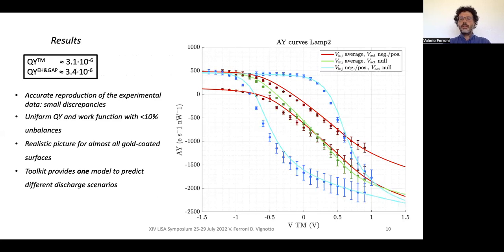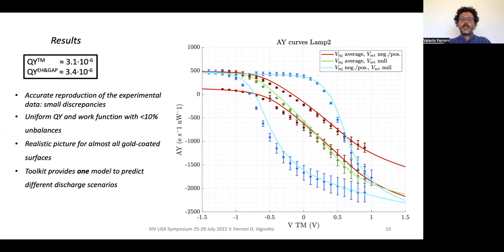In the figure on the right, the dots with the error bars are the lab data, and the continuous lines are the simulated data fitted to them. The blue dots represent the pulsed light illumination, whereas the black and the green ones represent the DC illumination. You see that we are able to accurately reproduce the experimental data with only small discrepancies. So basically, with a uniform quantum yield and work function on all the surfaces, with just less than 10% of imbalances, we have a very good reproduction of the data.